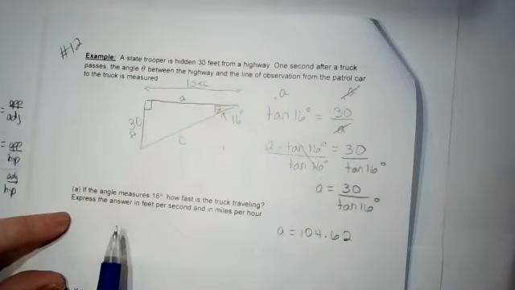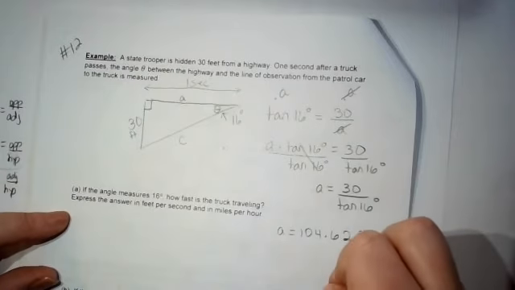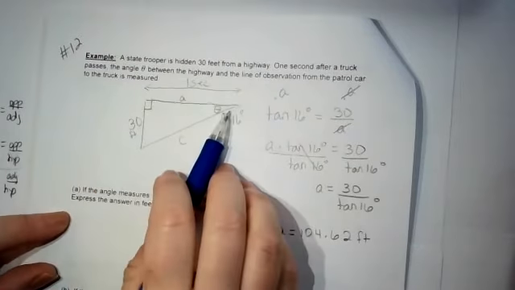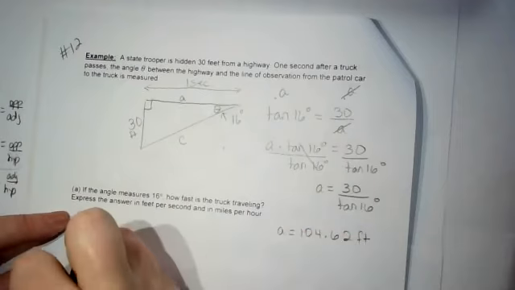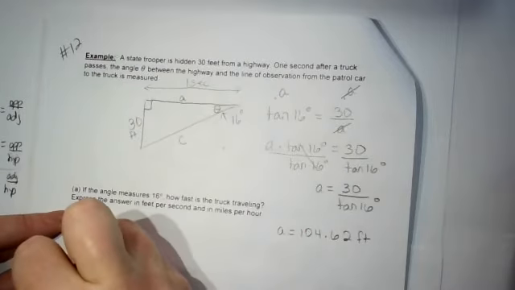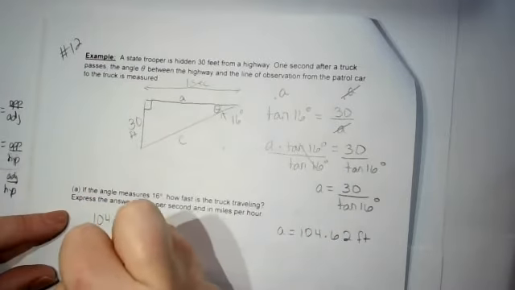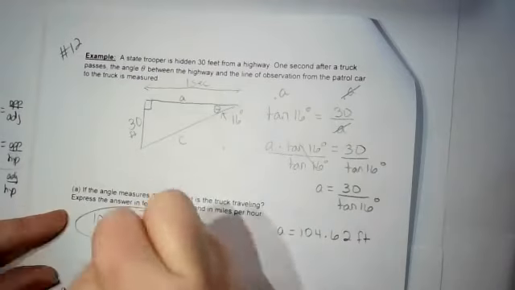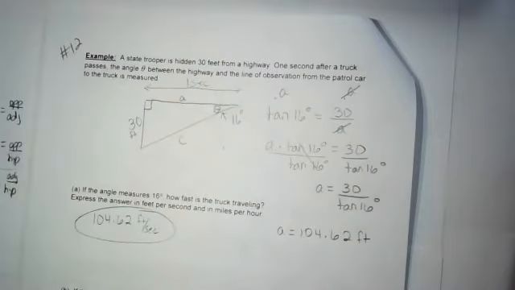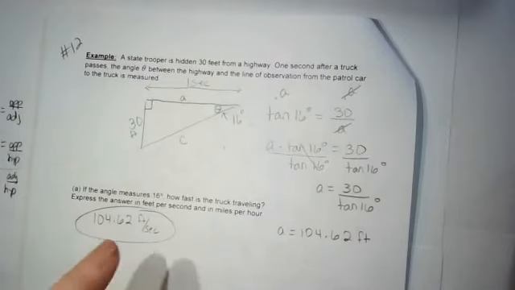All right, that's not our answer yet. It wants our answer in feet per second. Well, this is feet. How long does it take to travel that? 1 second. So if I divide 104.62 by 1, what do I get? 104.62. That's my feet per second. If it took 2 seconds to travel that far, I would divide it by 2. If it took 3 seconds, I would divide it by 3. It just so happens this truck goes that far in 1 second. Now I'm not done. Now I need this in miles per hour.